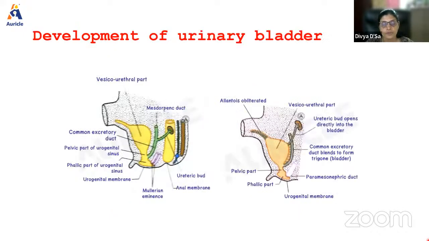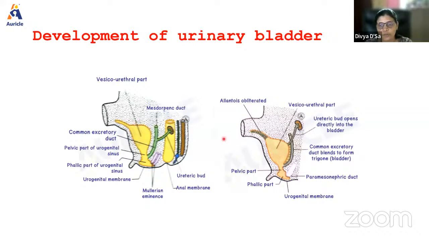Now, the development of the bladder. This is the hindgut portion, which will be divided by the developing septum into the urogenital sinus and the primitive rectum. From the primitive rectum, the rectal portion as well as the upper part of the anal canal is formed. The upper part of the urogenital sinus dilates, and the lower part is a little narrower. The upper part we call the vesico-urethral part, and the lower part the pelvic part of the urogenital sinus.